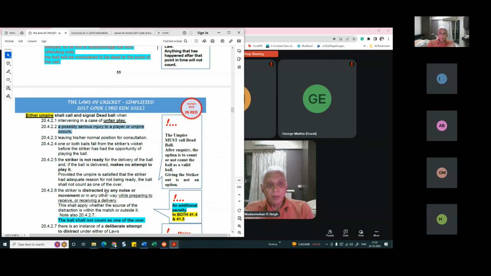You call dead ball, and automatically the law says it has become effective from the time of the injury. And automatically the batter is protected. You have to do nothing. You call dead ball, and your call means the ball becomes dead from that point of time. And naturally, hit wicket won't count, as if it is erased from the tape, so to say.